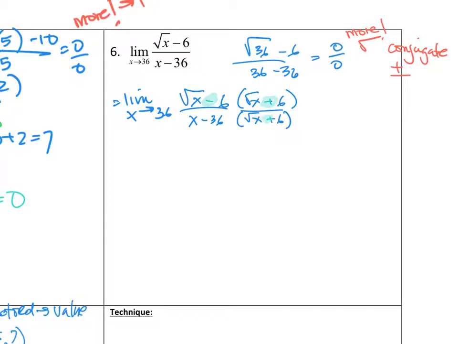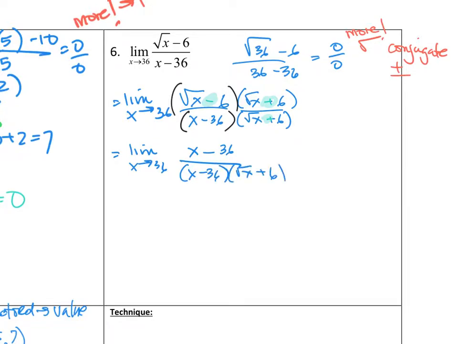So what happens when we do this? The very top, you would be doing FOIL on this. In the denominator, go ahead and leave it like it is until we see if there's anything else we need to do. So we're going to have the limit as x goes to 36, and when I multiply and do FOIL in the top, I get x minus 36. Because if you recall a conjugate, the outer and the inner of FOIL go to 0. So now we are left with this. If you notice, those factors go to 1.